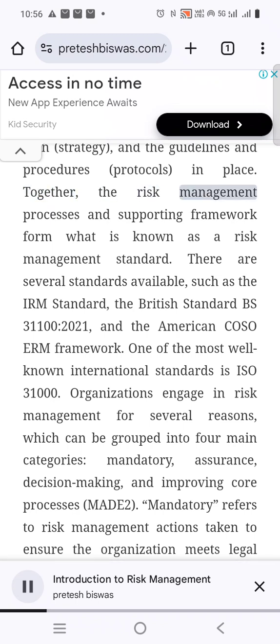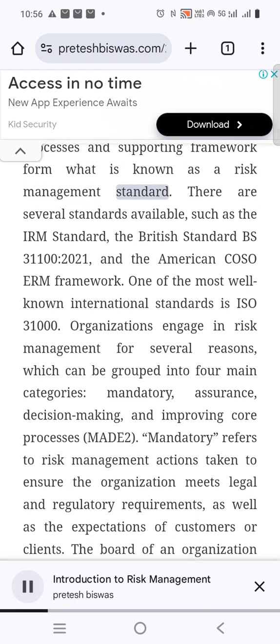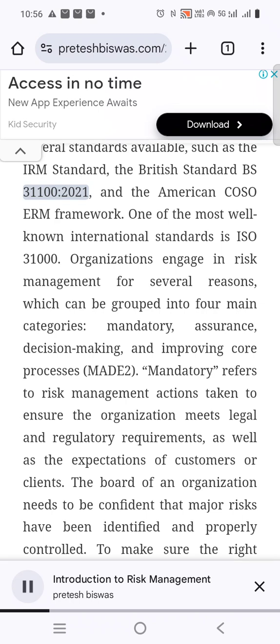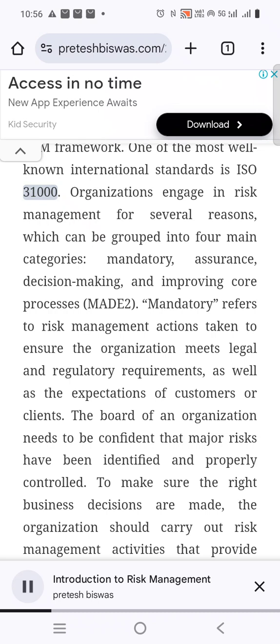Together, the risk management processes and supporting framework form what is known as a risk management standard. There are several standards available, such as the IRM standard, the British Standard BS 31100-2021, and the American COSO ERM framework. One of the most well-known international standards is ISO 31000.